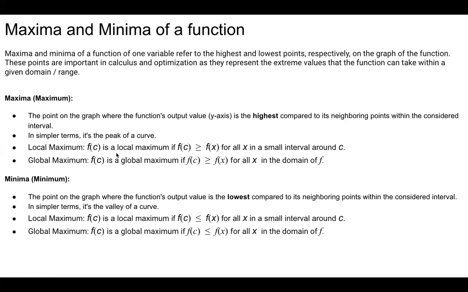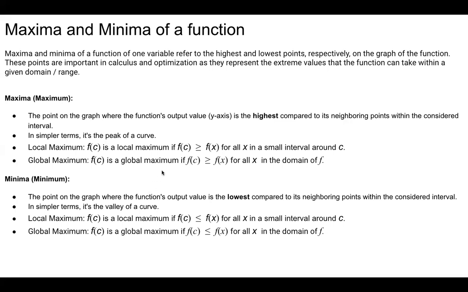Now, what is local maxima? There are two things, local and global, related to both maximum and minimum. Local maxima is where f of c, where c is any value, is greater than any value of x in a small interval around c. So plus or minus 3 or 4 points here and there.